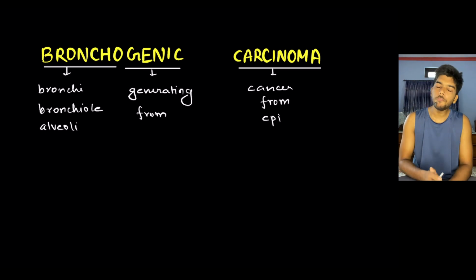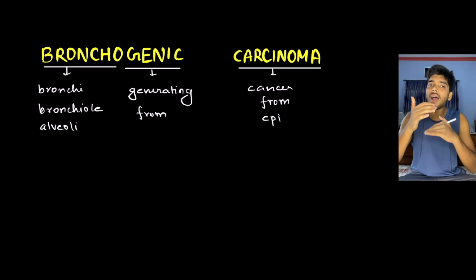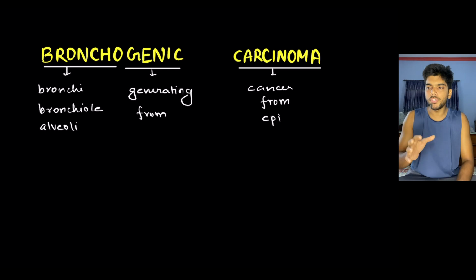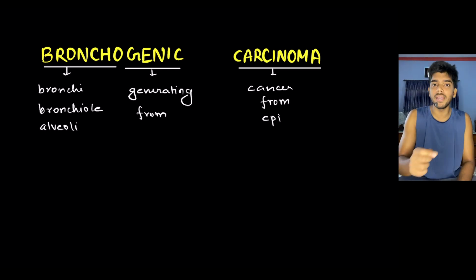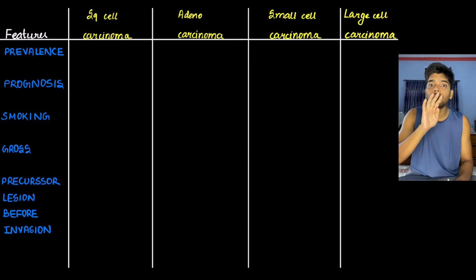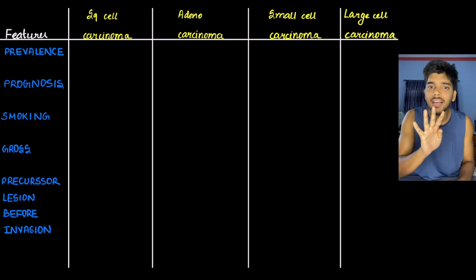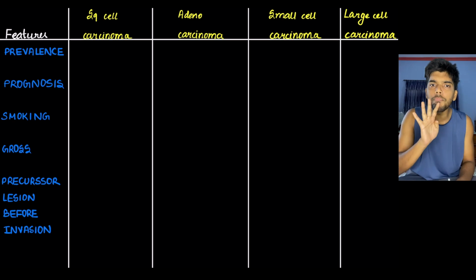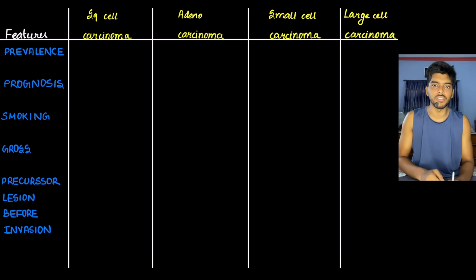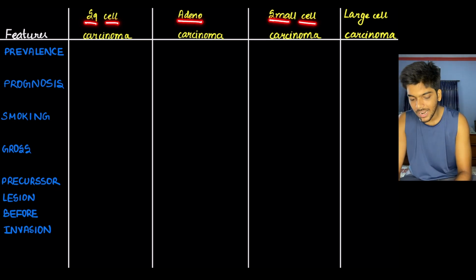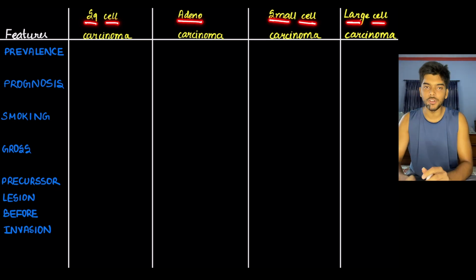Okay. Now, if you flip through the pages of Robbins, you'll find a table classifying various bronchogenic carcinoma, which you can mug up for theory exam purpose. But right now, we are going to learn about the 4 most clinically significant or the 4 most commonly prevalent bronchogenic carcinoma. They are squamous cell carcinoma, adenocarcinoma, small cell carcinoma, and large cell carcinoma.